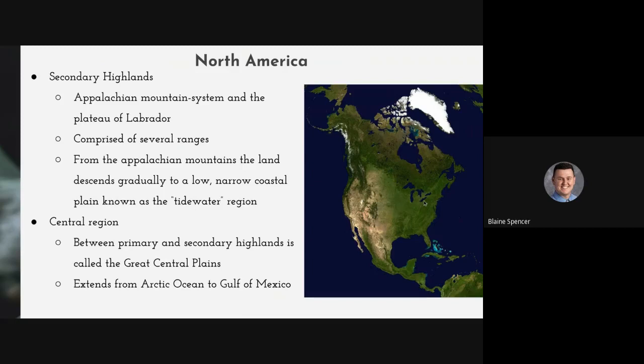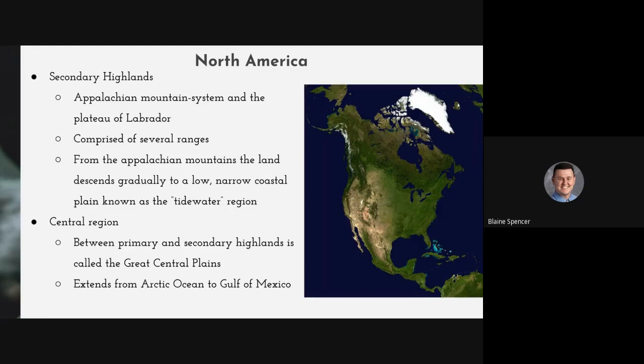So the Appalachian Mountains, the land descends gradually to a low and narrow coastal plain known as the Tidewater region. Down here, when you get to Florida, Mississippi, Louisiana, yes, there is some elevation, but nothing compared to up here in Tennessee, Kentucky, heading up towards New York. So this is going to be considered the tidal water region, down here, down south. All right, so that's the secondary highlands.